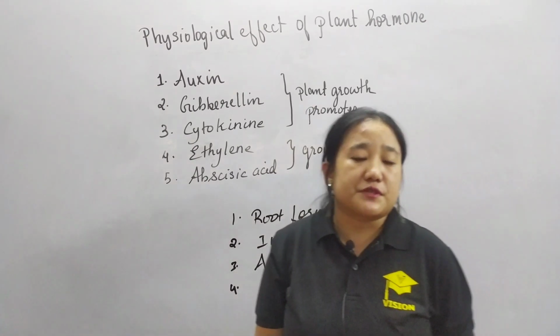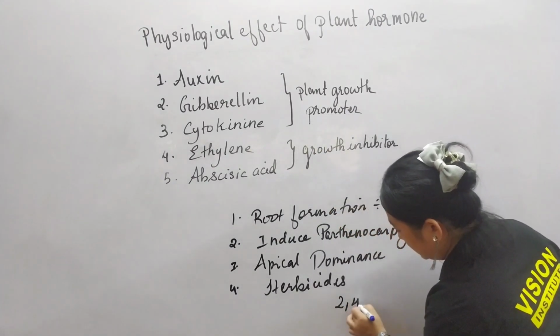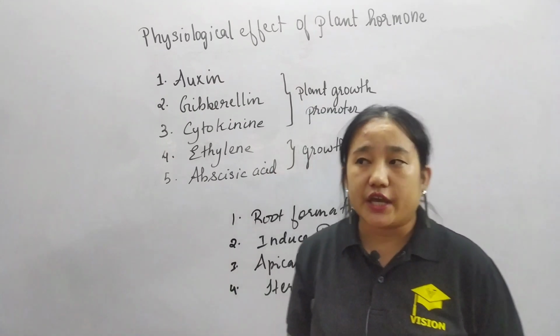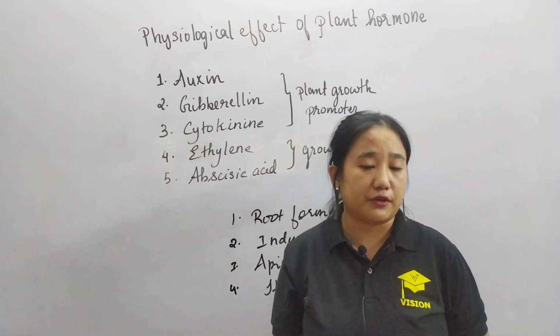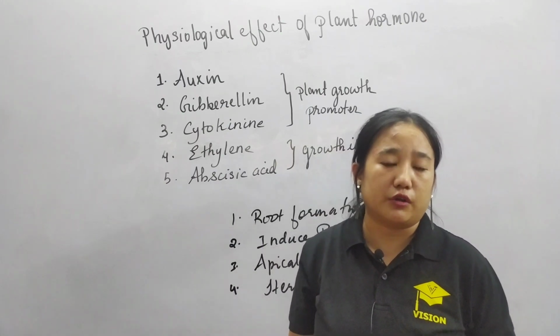There are certain auxins that are also used as herbicide, mainly 2,4-D. 2,4-D is a type of auxin. It is used as herbicide mainly to kill dicot weeds, and it's used by gardeners in order to keep the garden and lawn free from weeds.